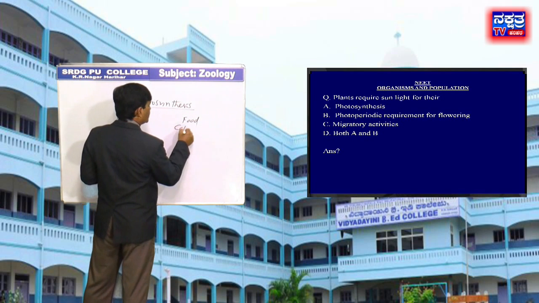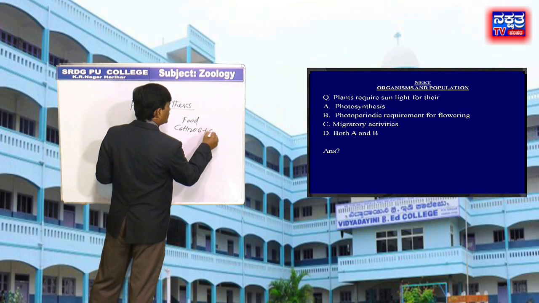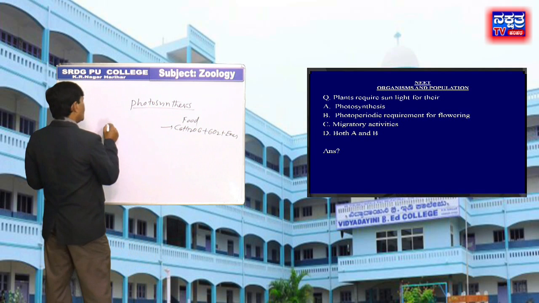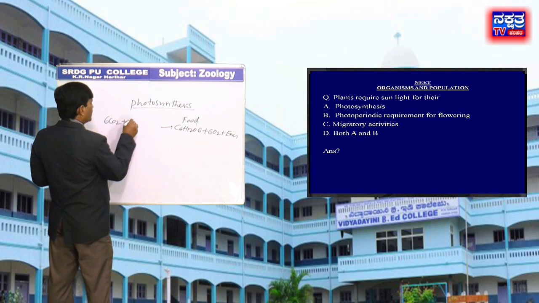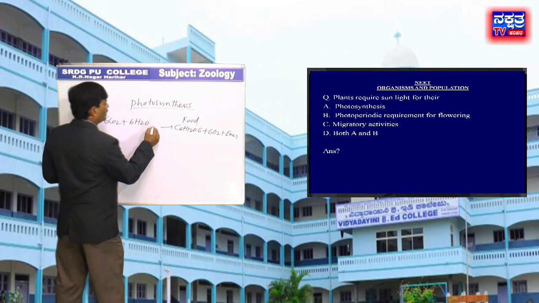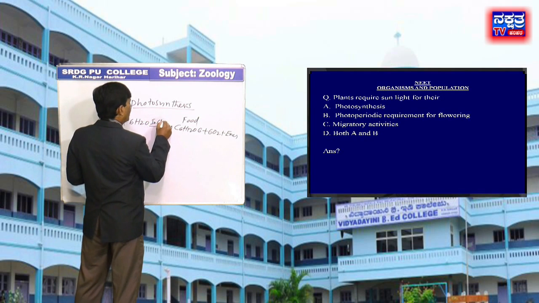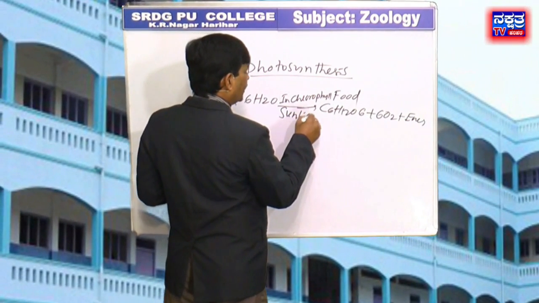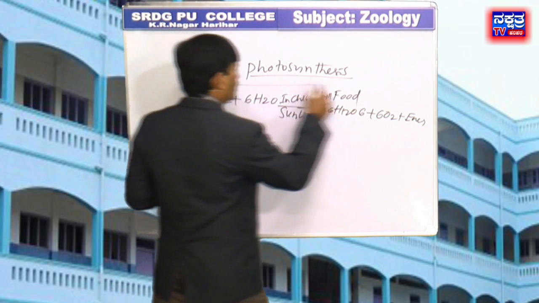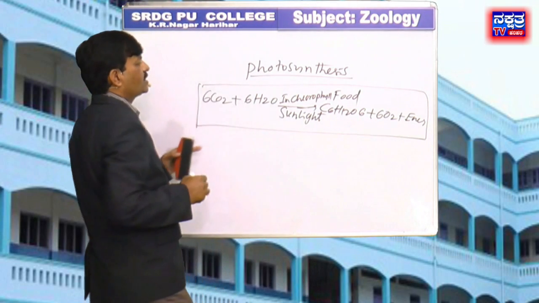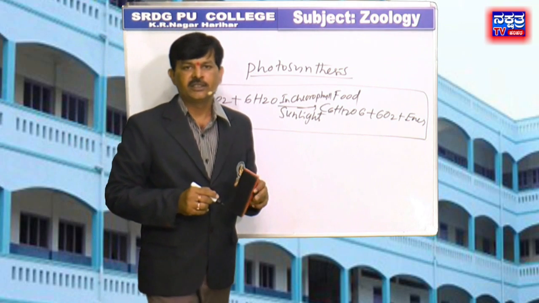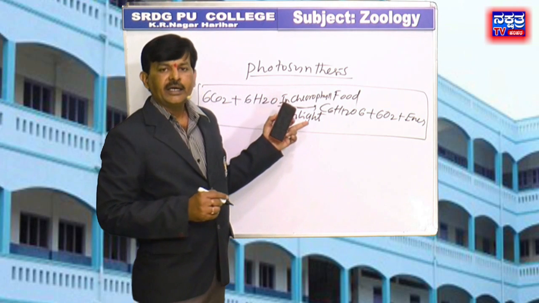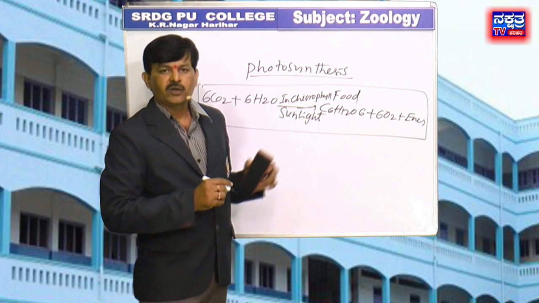that is C6H12O6 plus 6O2 plus energy, by using carbon dioxide and water in the chlorophyll, by using sunlight. This type of process is called photosynthesis. Okay, photosynthesis provides energy or food to the autotrophs.